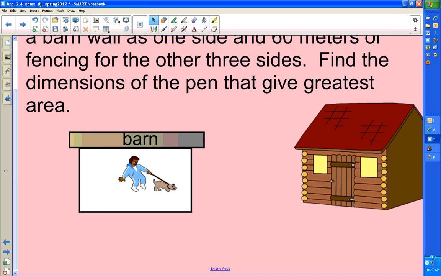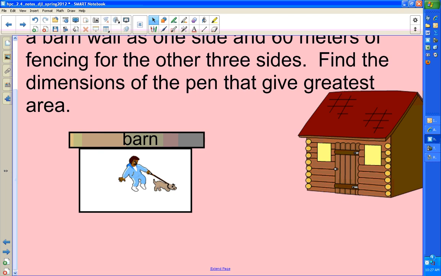I'm not sure what Dave's cabin is doing here, but maybe that's the back or the front of the barn.